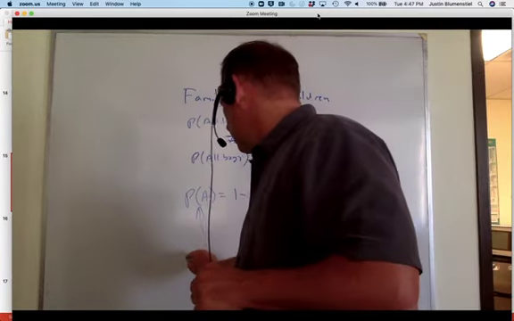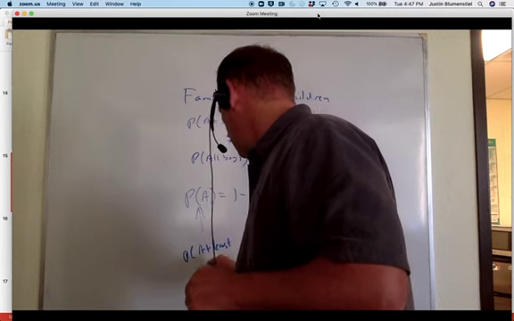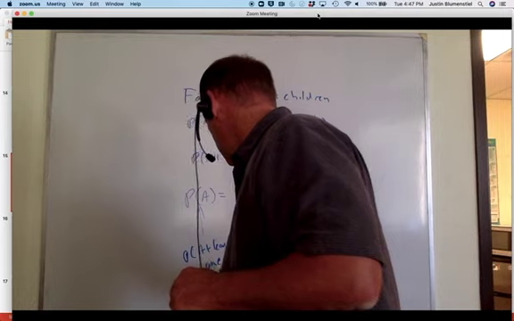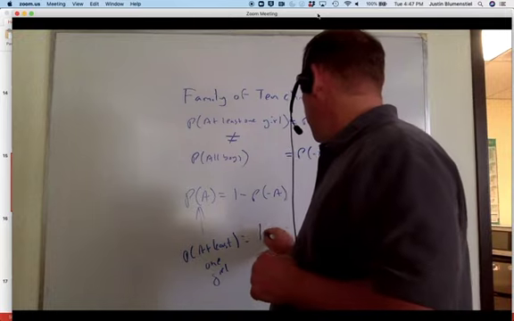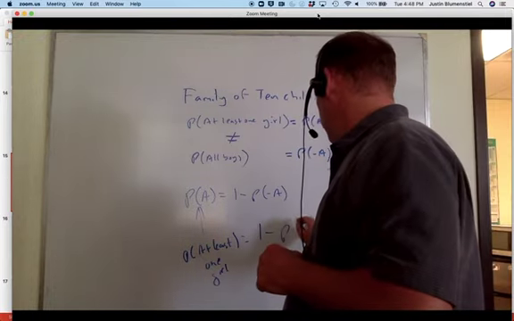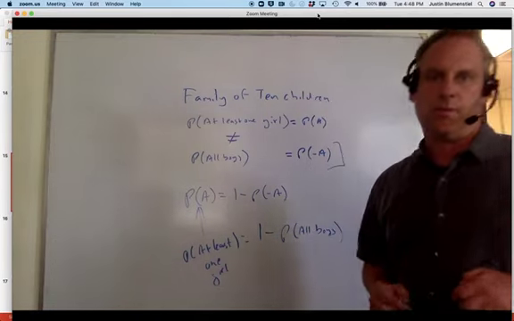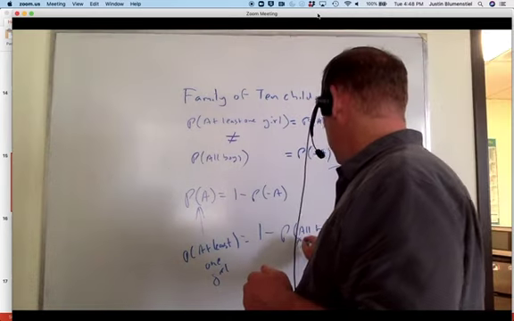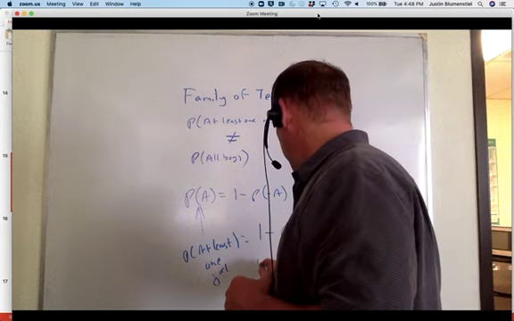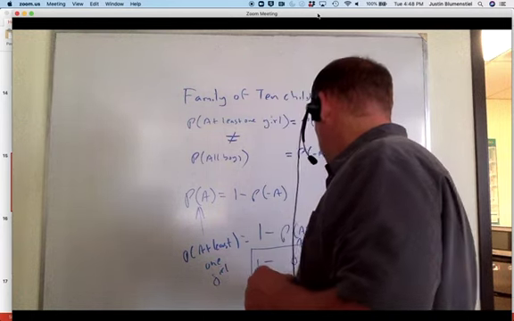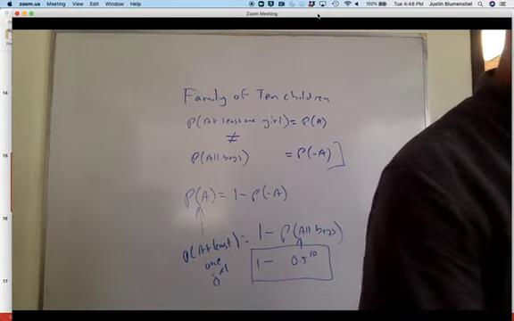The probability of at least one girl is going to be equal to 1 minus the probability of all boys. Well, what was the probability of all boys? We already figured that out. It is equal to 0.5 to the 10th power. So the probability of at least one girl is 1 minus that. And that's a useful trick that you're going to want to be familiar with.